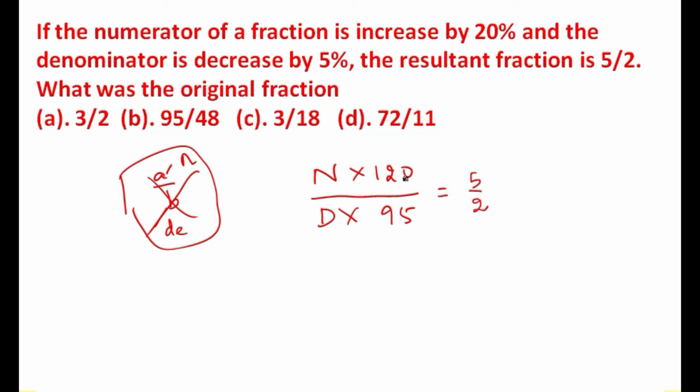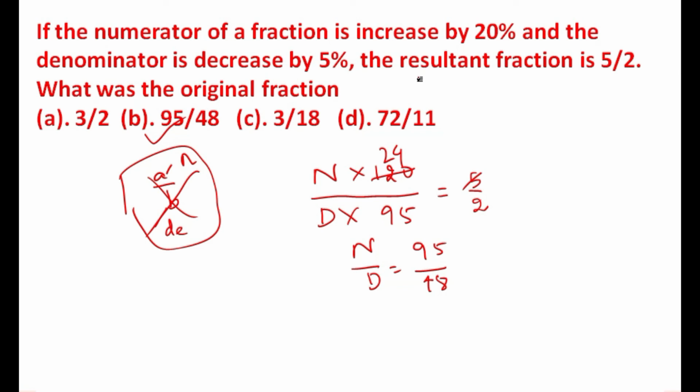Okay, fine. Then just cut this number, 5 to the 10, 5 to the 10, 5 4 the 20. Then numerator by denominator will become 95 by 48. We got the answer, 95 by 48. This is very simple, right?